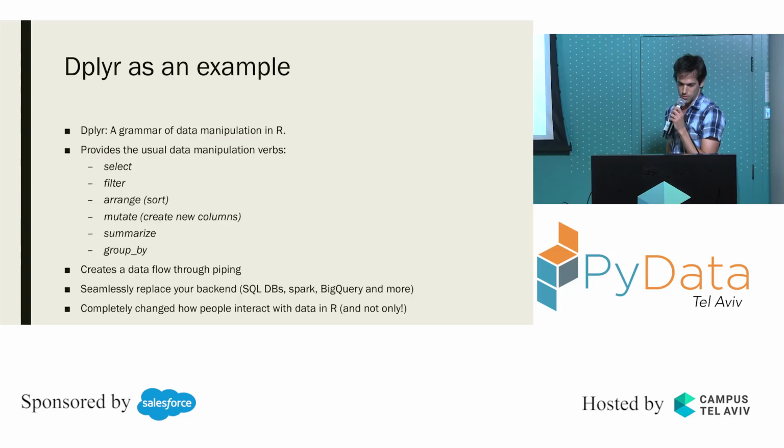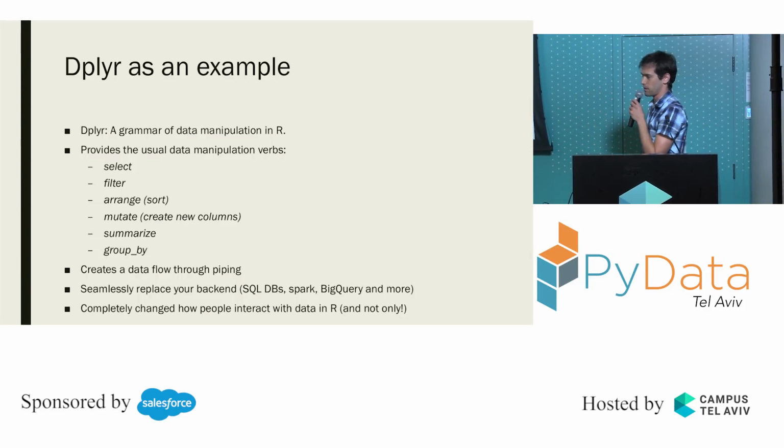So in dplyr, you use all kinds of verbs, such as select, filter, arrange. People usually know them from SQL. And you create a data flow through piping. Another great feature of dplyr is the ability to seamlessly replace your backend. So the code is not really running in R. You could actually send it to an SQL server or to Spark or to BigQuery, and you could basically change the backend with a change of configuration without having to change the code itself.